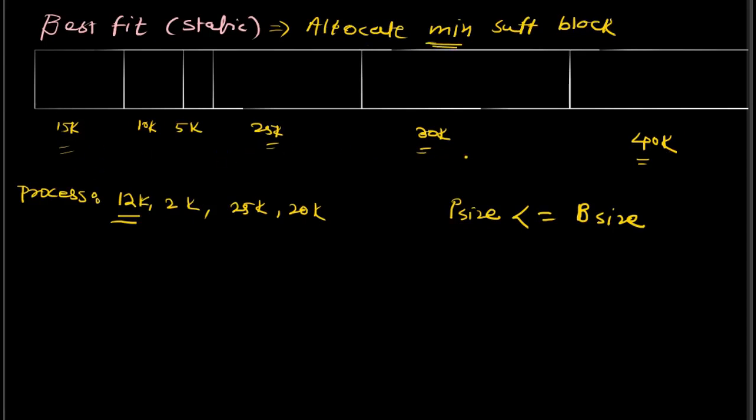15, 25, 30, 40 are the sufficient blocks. But out of these 4, the minimum is 15. So we have to allocate process P1 into a block of size 15. So P1 will get allocated here, of size 12k. So this is the allocated process here, and the internal fragmentation that will remain is the internal fragmentation. What is fragmentation? Internal fragmentation I is equal to block size minus process size. So block size here is 15, process size is 12, so internal fragmentation is 3k here. Okay, so this is the allocation of the first process.